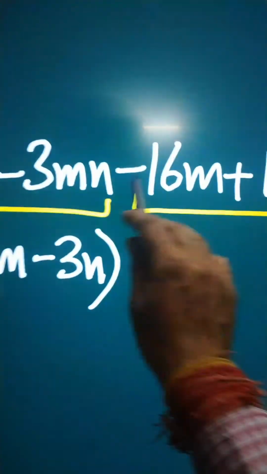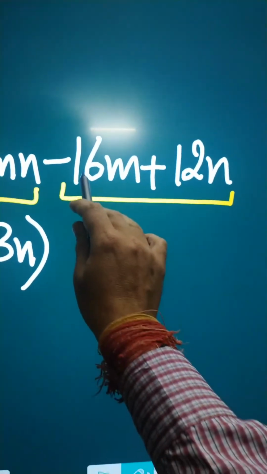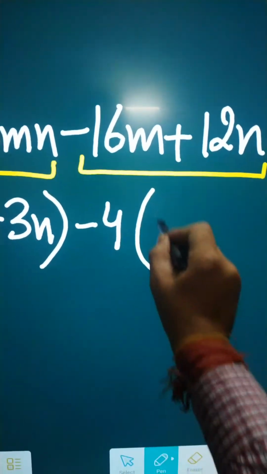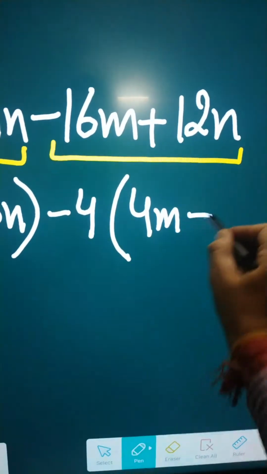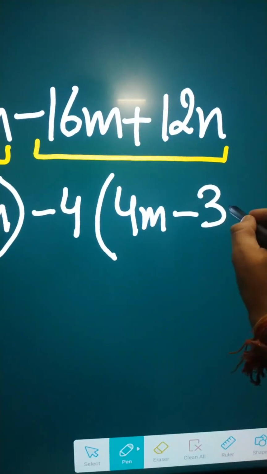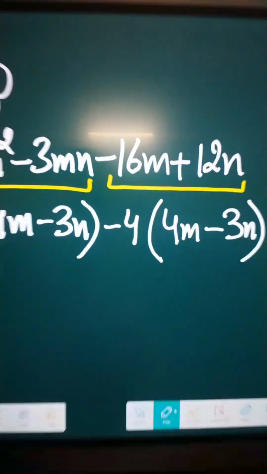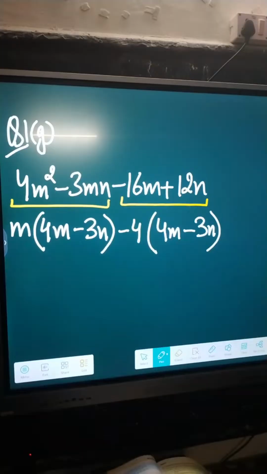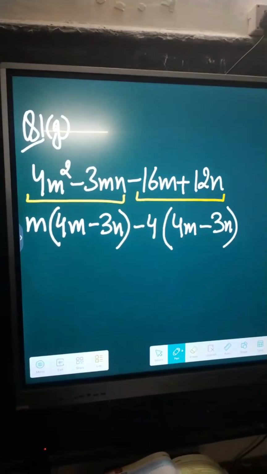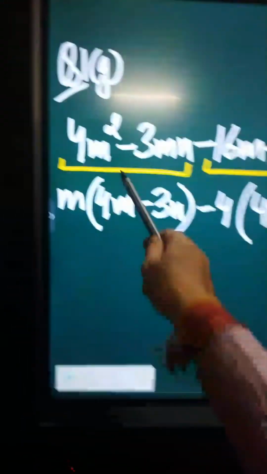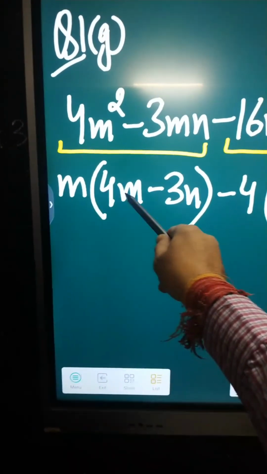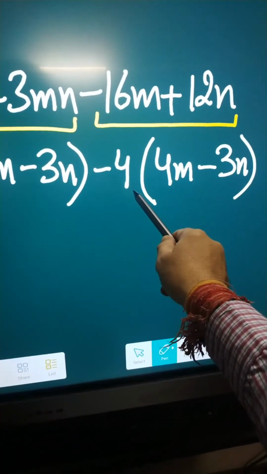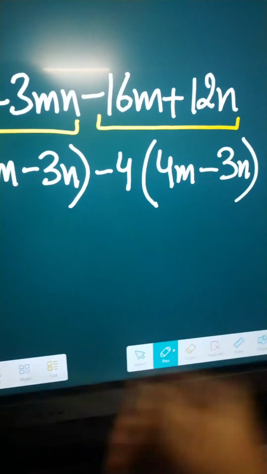Now in these two terms, what will be common? The HCF of 16m and 12n is minus 4. So minus 4 into 4m minus 3n. Now see this: 4m square minus 3mn minus 16m plus 12n. From the first two terms, m is common, so m into 4m minus 3n. From 16 and 12, 4 is common as HCF, and it will be 4m minus 3n.